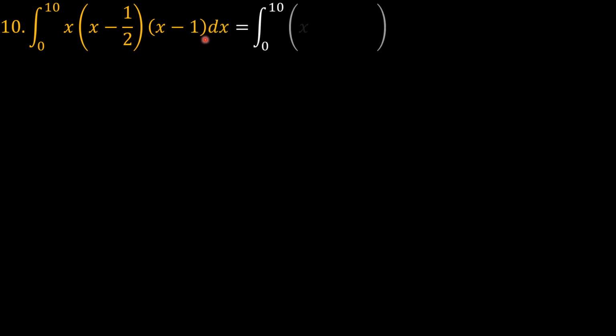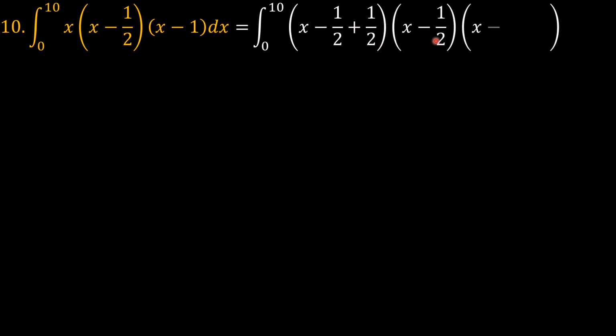This is a very tricky problem, problem number 10. The integral from x equals 0 to x equals 1 of x times x minus half times x minus 1. I would express x as x minus half plus a half, and then x minus half as x minus a half, and then x minus 1 is the same as x minus 1 over 2 minus 1 over 2.